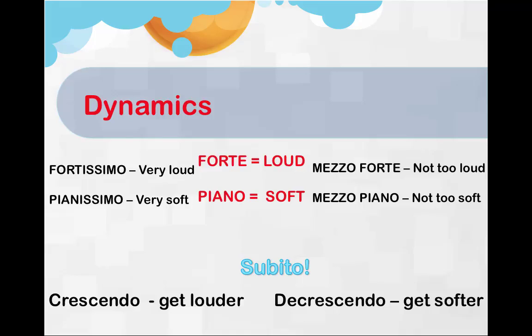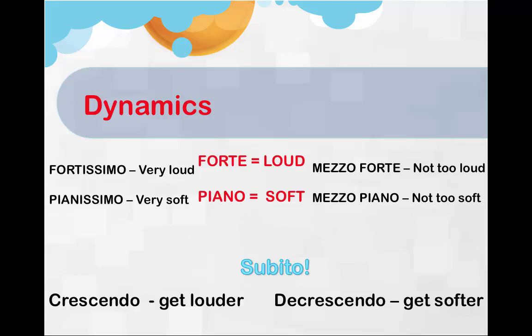Now, if the composer wants something in between forte and fortissimo, the composer will write mezzo forte, not too loud. If the composer wants something between soft piano and pianissimo, they'll write mezzo piano, not too soft. All right, so we have mezzo forte, forte, and fortissimo, mezzo piano, piano, and pianissimo.